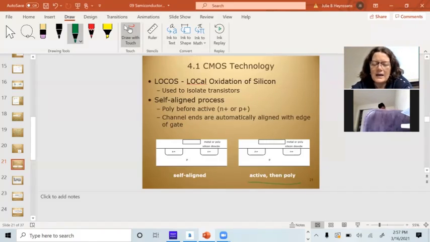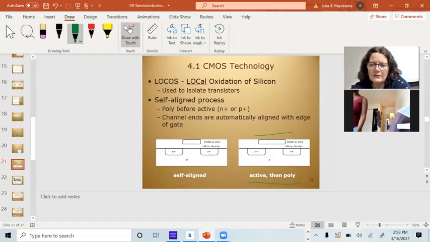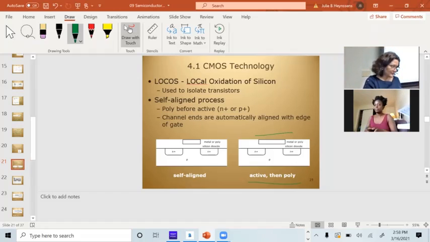If I put the active areas down first and I put the source and drain diffusion in first, then I put the poly down on top of it like this, what's going to happen? They're not going to be perfectly aligned. There's going to be some overlap between the metal and the poly and those diffusions. This is going to lead to capacitance, that field capacitance like we saw in 380. There's a better way to do that.